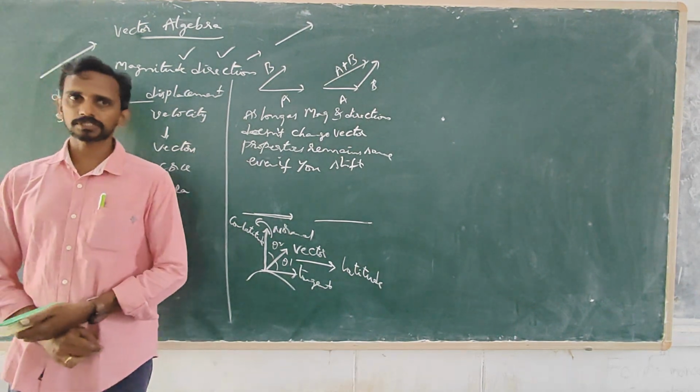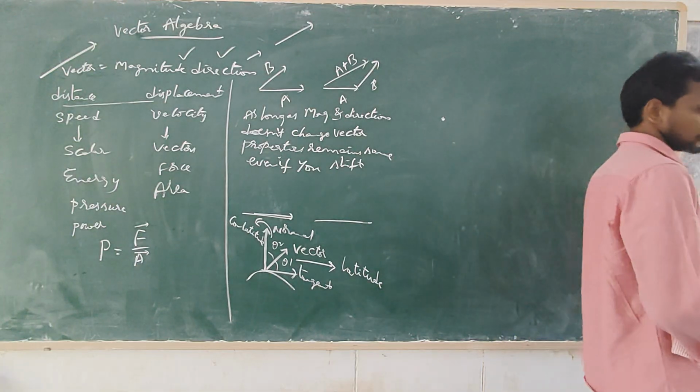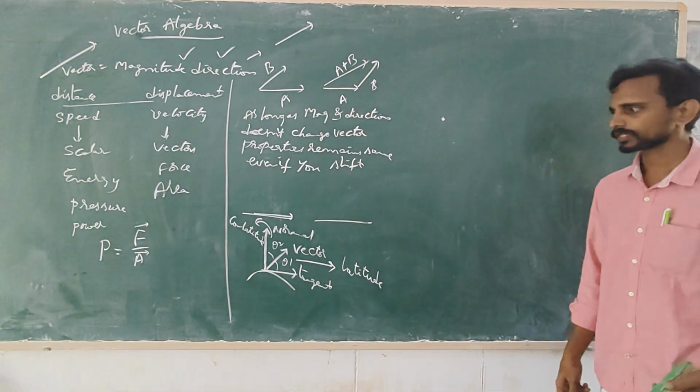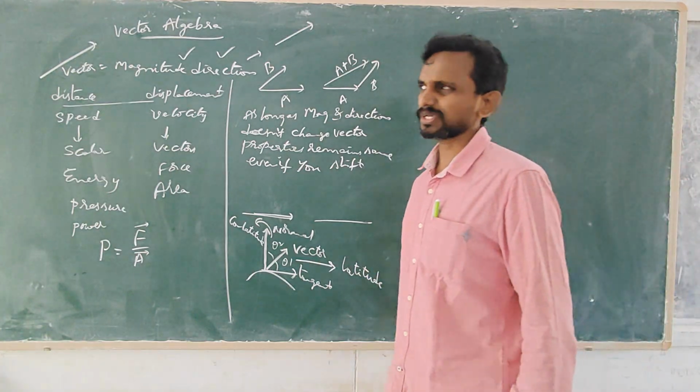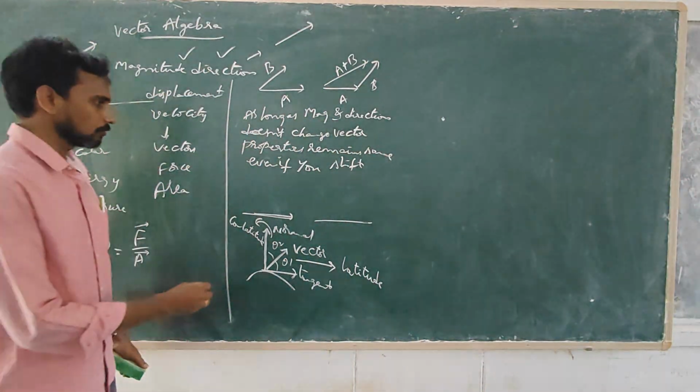The angle measured with respect to normal is called co-latitude. The angle measured with respect to tangent is called latitude. Where do we come across this? We'll be using that most often.